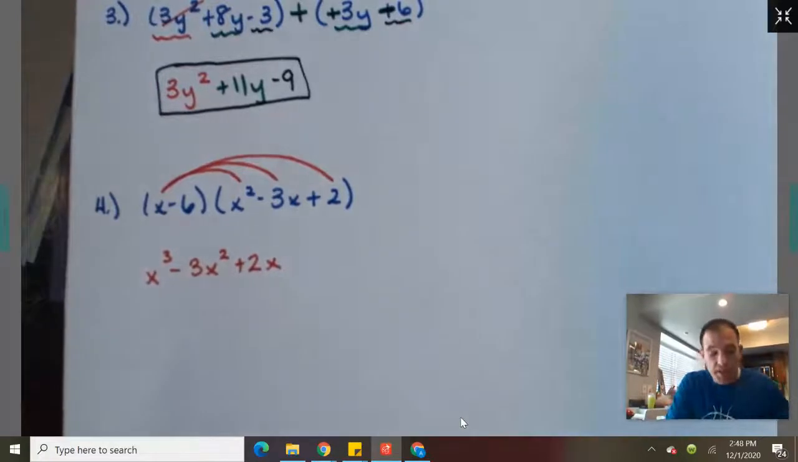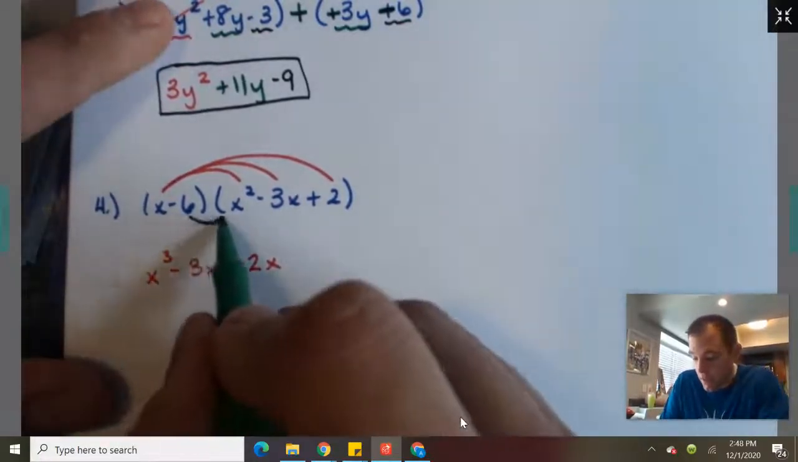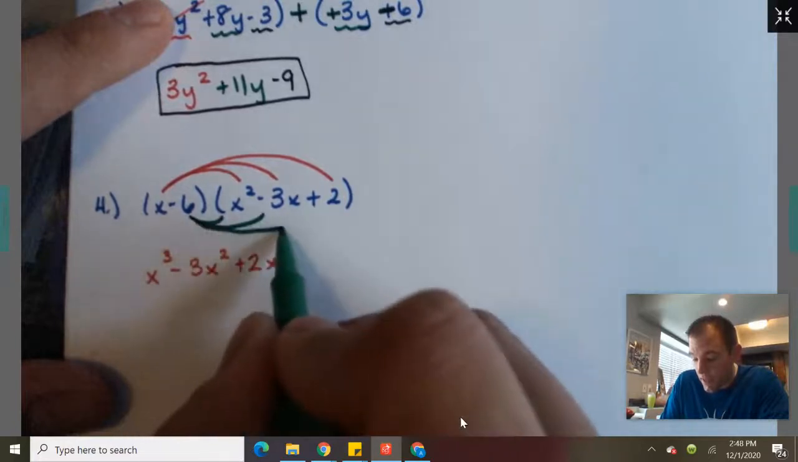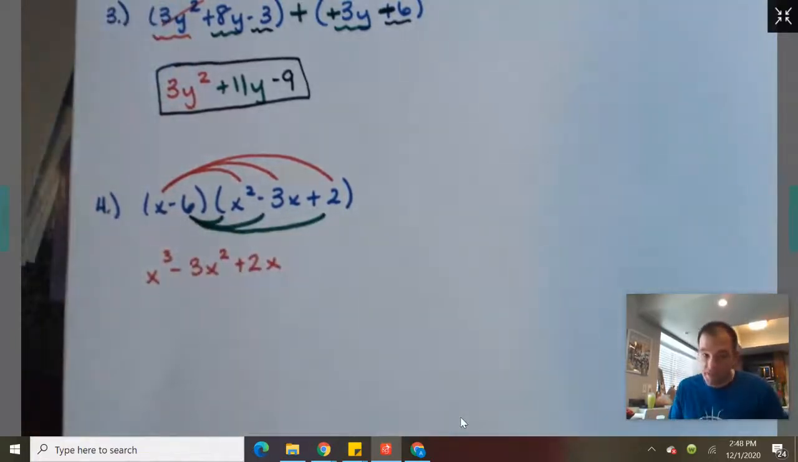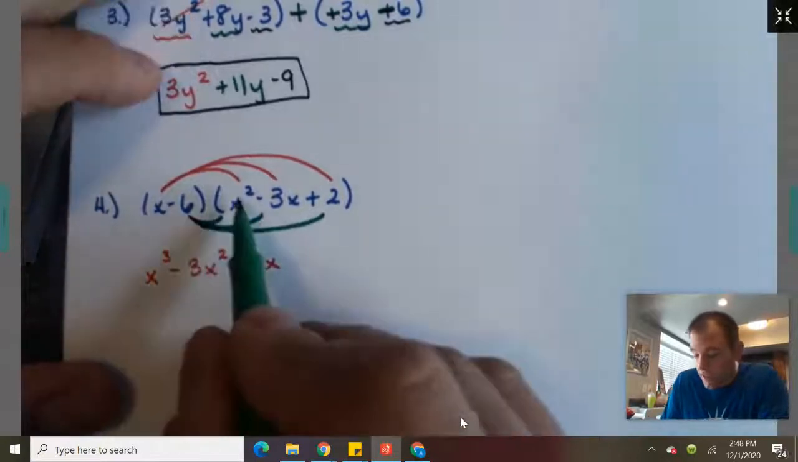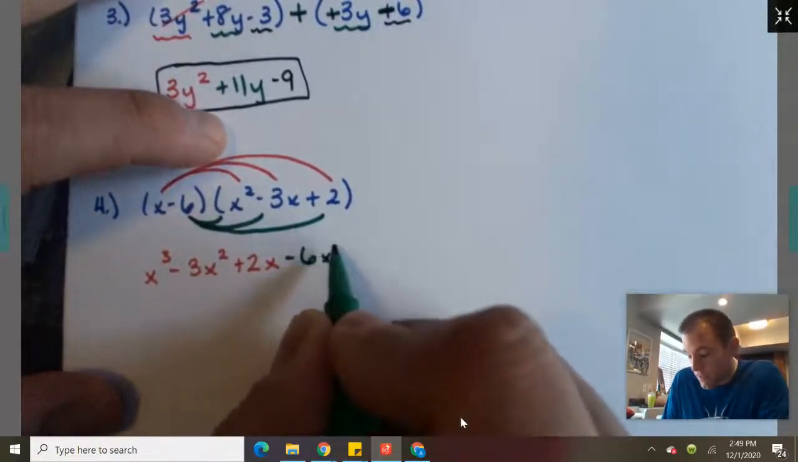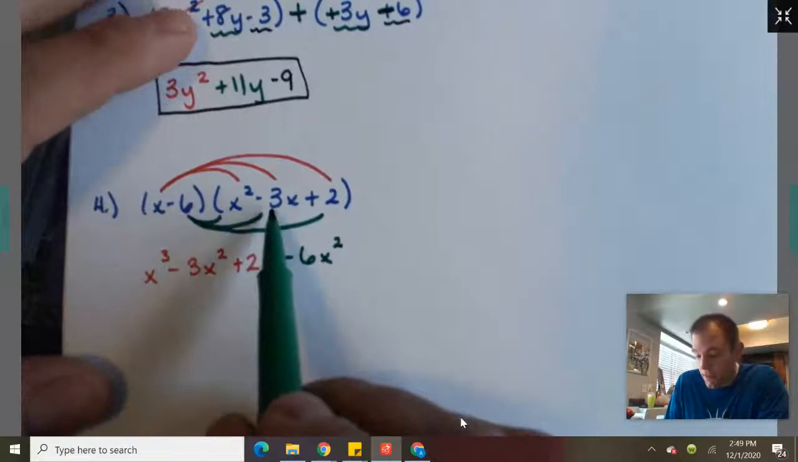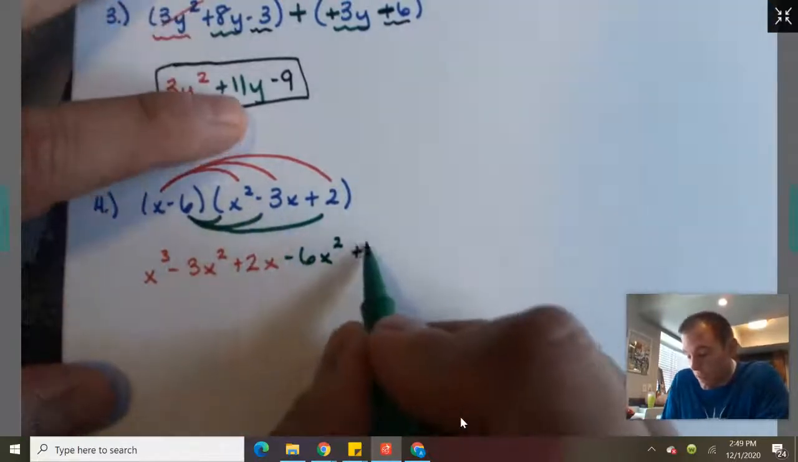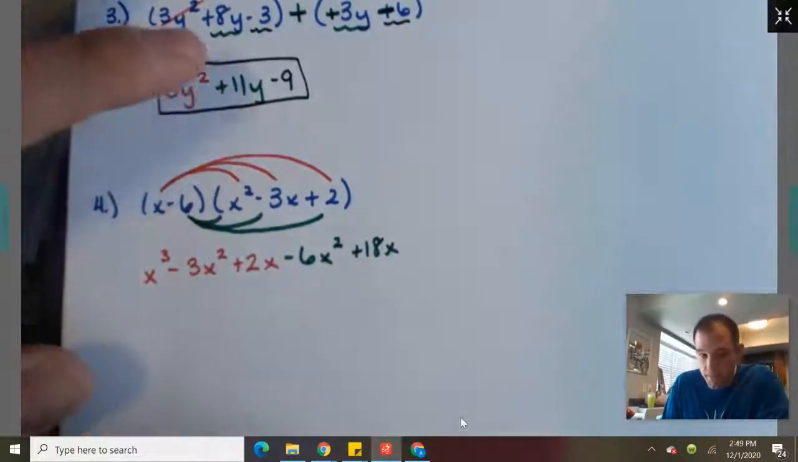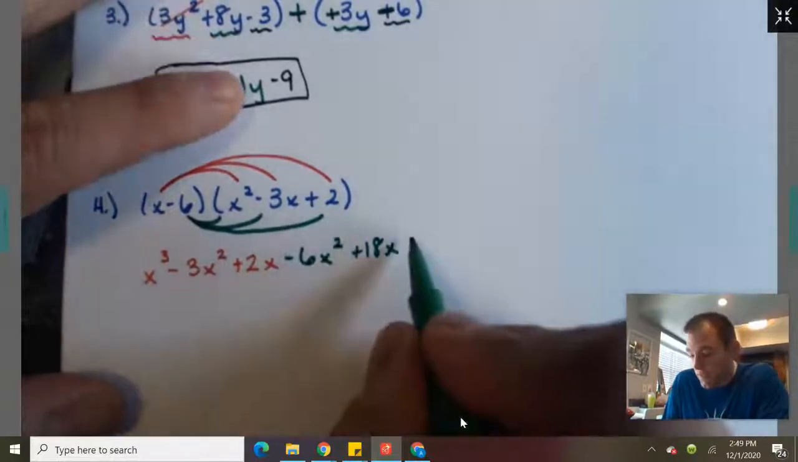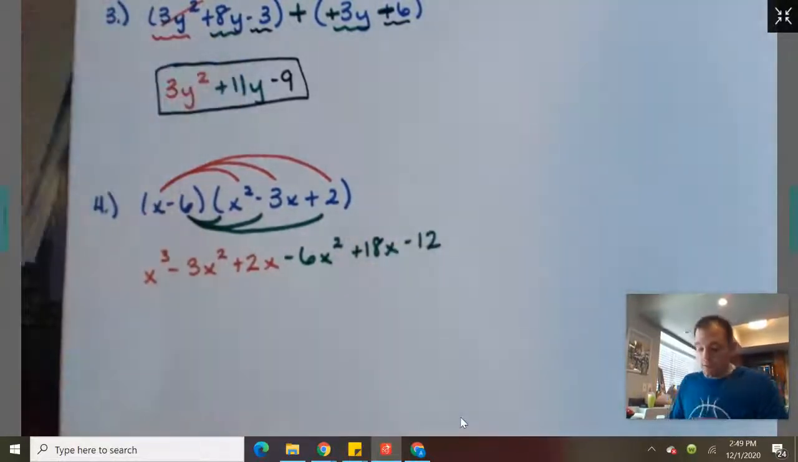So I distributed the x to everything. And now I'm going to do the exact same thing, but with the negative 6. So now distribute that negative 6 to everything. Negative 6 times x squared, negative 6x squared. Negative 6 times negative 3 is positive 18x, and negative 6 times positive 2 is minus 12.